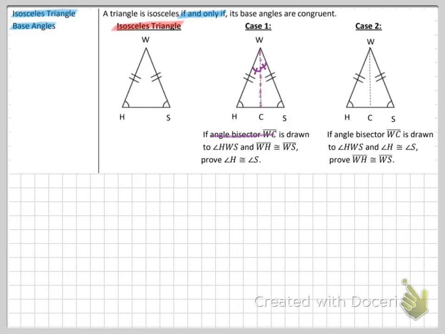Then we've got case 2. So we're not going to go through and do these proofs, but I do want you to see that we technically do have enough information to prove. So case 2. We have if angle bisector WC is drawn to HWS, okay, and angle H is congruent to angle S, then we can prove that WH is congruent to WS.